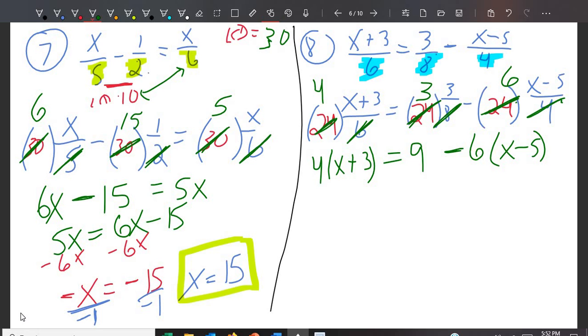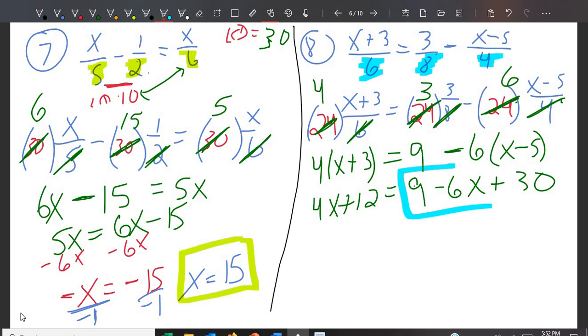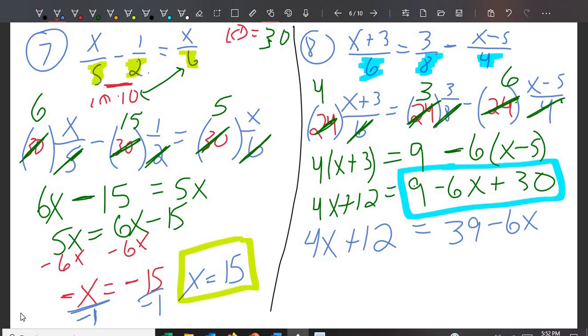So let's distribute. We get 4x plus 12 equals 9 minus 6x plus 30. Make sure you distribute that negative. Everything's going to change signs in the parentheses. Now, on the right side, I've got more than 2 terms, so we have to combine those together before we start doing anything else. Now, the only thing I can do is combine the 9 and the 30, so we'll get 39 minus 6x.